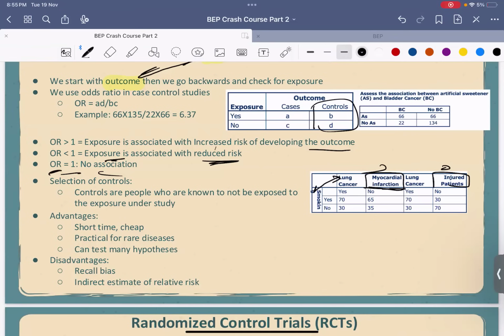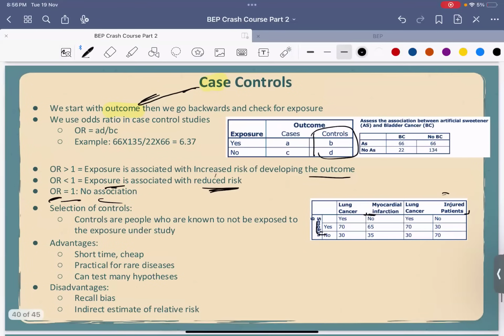We know that this is not associated with smoking. If there's an association with the exposure, we cancel that control group. That's not a good control group. So controls are people who are known not to be exposed to the exposure under study. The advantages of case controls over cohorts are that they're short and cheap. Cohorts are usually long and expensive.